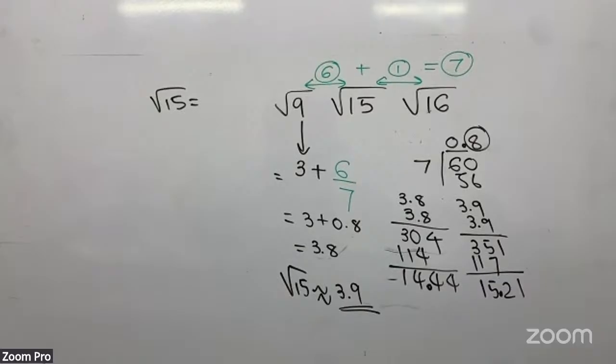Online students, is it clear? Right, nice. What is the next square root number? Square root 29. Everyone quickly find square root 29's answer.